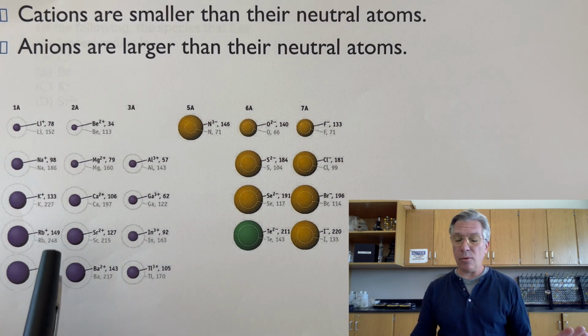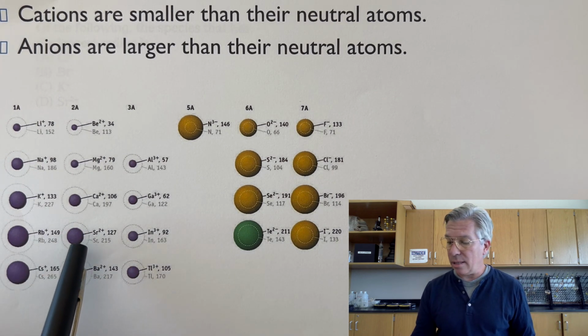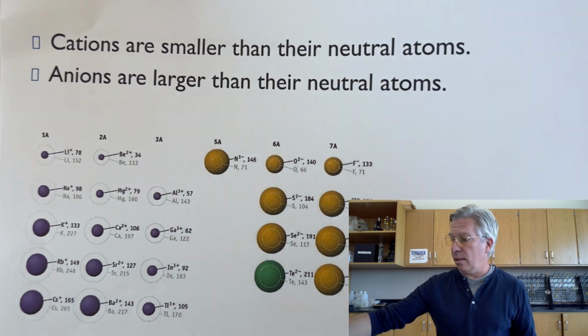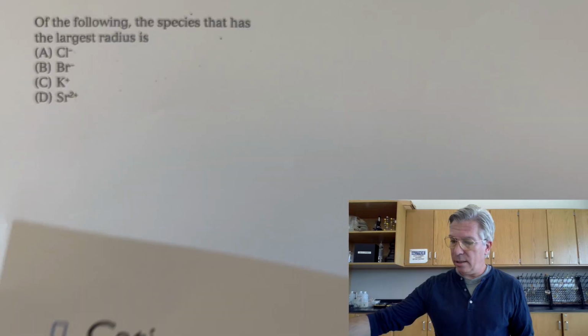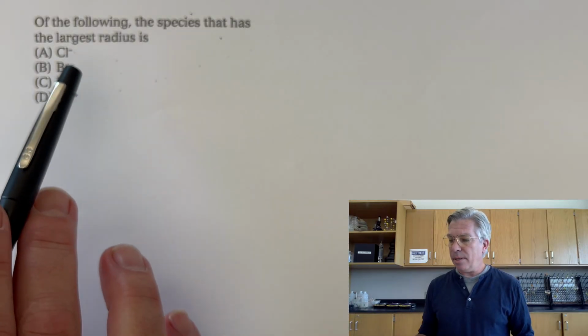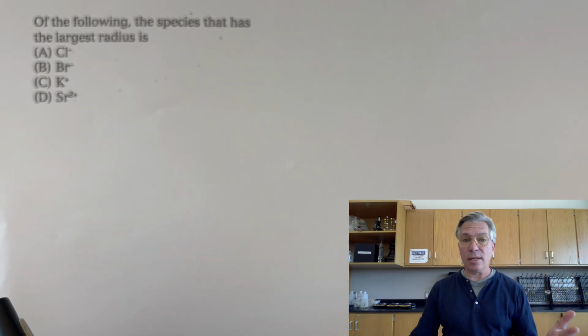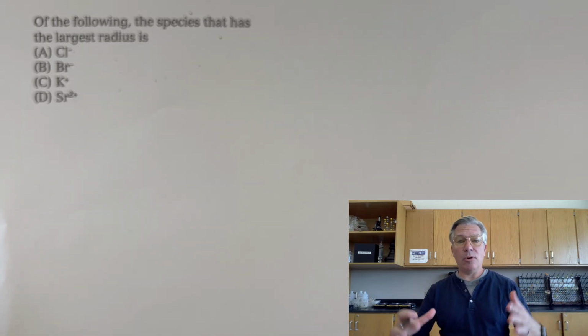So I'm just going to avoid the 2 cations in this list because they are getting smaller, and I can already see from a chart like this that they would be smaller. So we're going to ignore the cations, but then I have to worry about chlorine and bromine. Now they're both 1- ions. They've gained 1 electron each, and so they both expand a little bit.